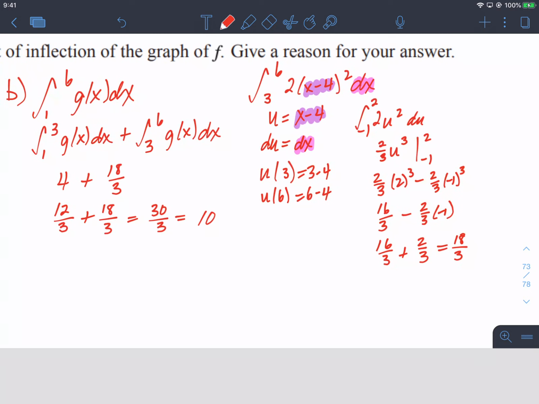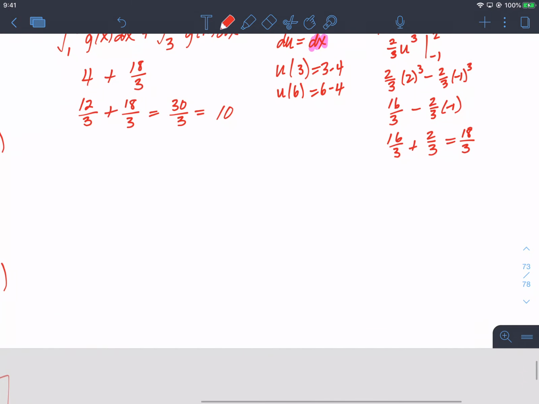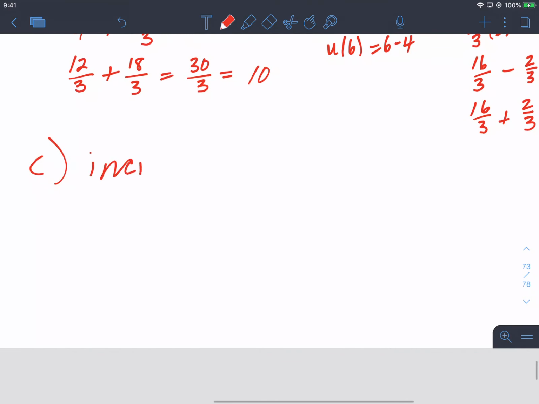Okay, so that's part B. Part C says, for x between negative 5 and 6, on what open intervals, if any, is the graph of f both increasing and concave up? So for part C, increasing and concave up.